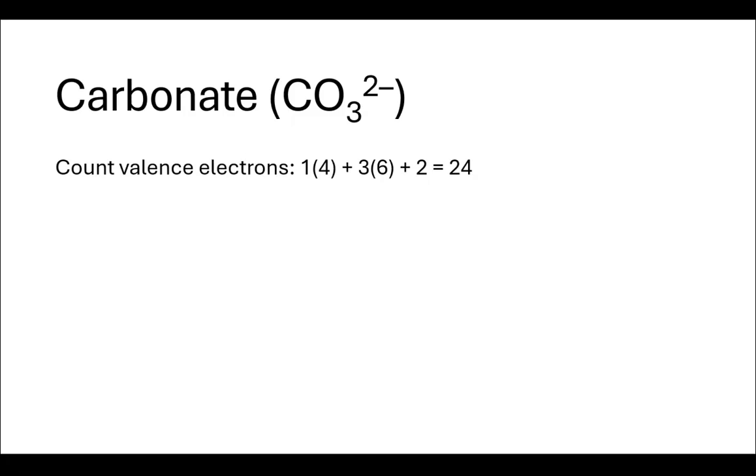That's a total of 22, but now we're going to add 2 more for the 2 negative charges on the ion to bring us to a total of 24. Okay, we're going to lay that out as I was describing with the ammonium. We're going to put the carbon in the middle. We are going to put 3 oxygens around it, and we are going to draw a bond to each.